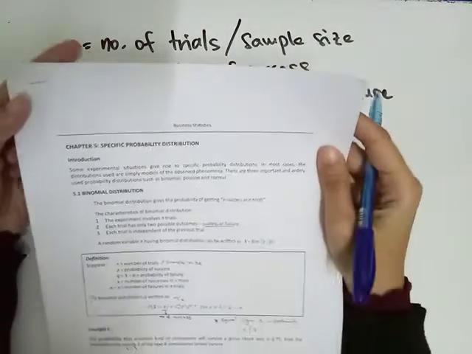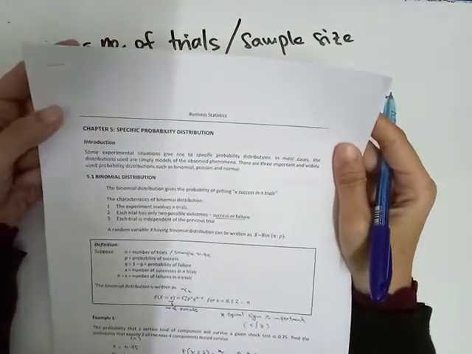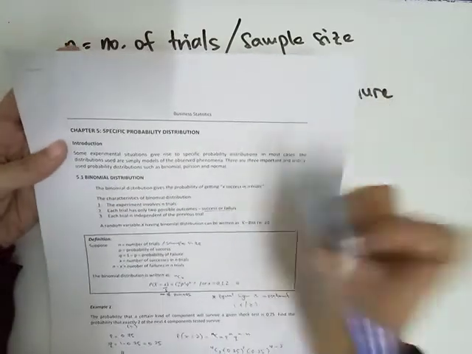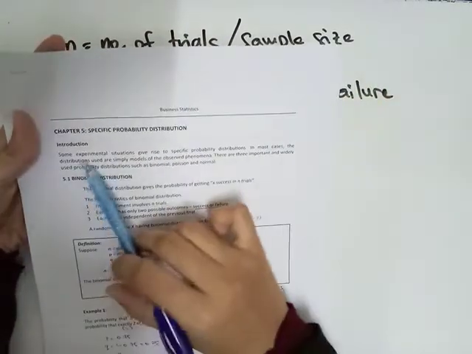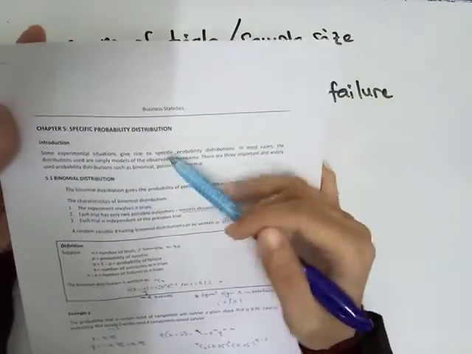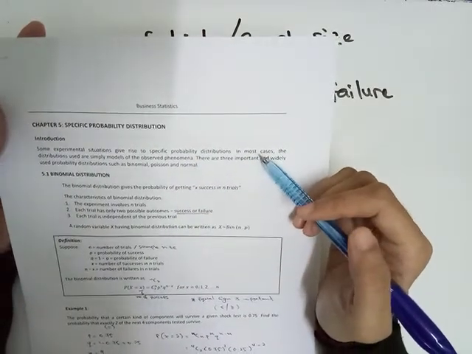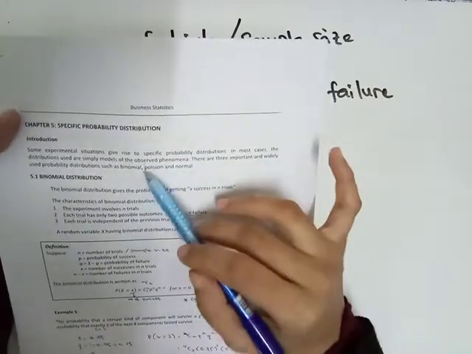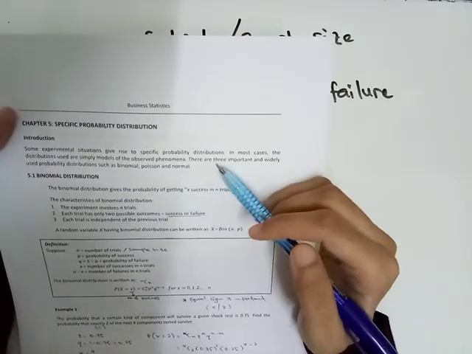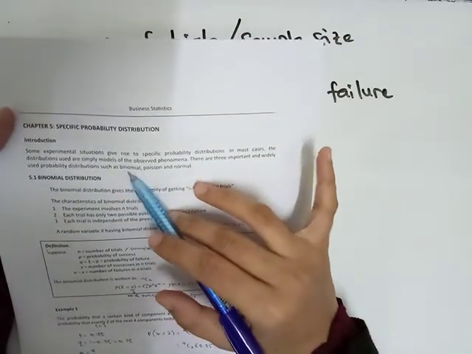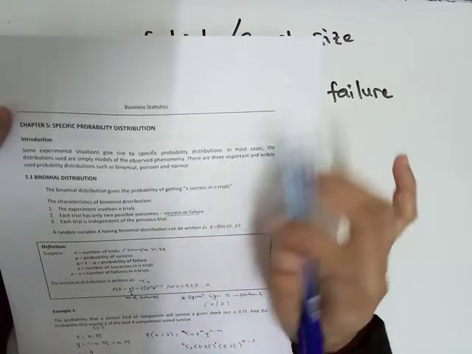Alright class, now we are going to chapter 5, specific probability distribution. Alright, look at introduction. Okay, tengok pada notes awak. Some experimental situations give rise to specific probability distributions. In most cases, the distributions used are simply models of the observed phenomena. There are three important and widely used probability distributions such as binomial, Poisson and normal.